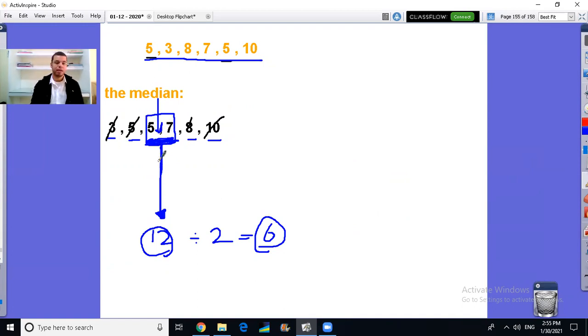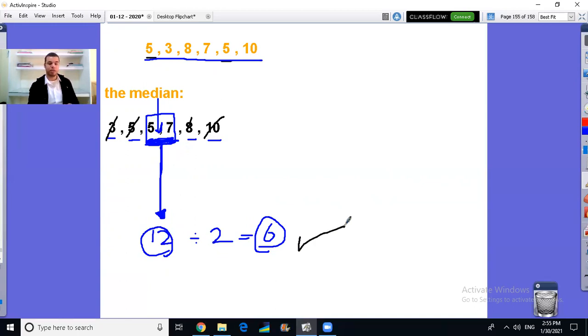5 plus 7 is 12. Then divide the answer by 2. Always, mister, if you have two numbers in the middle, yes, always add them up. 5 plus 7 equals 12. Then what are we going to do? You're going to divide it by 2. So 5 plus 7 is 12. Divided by 2 is 6.